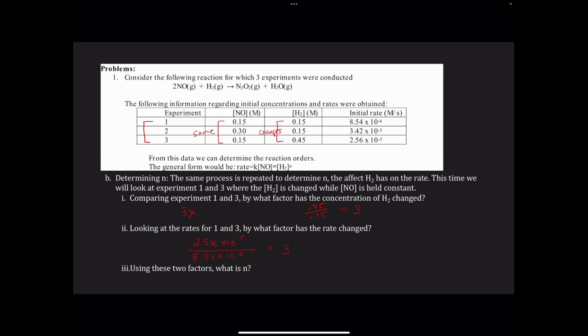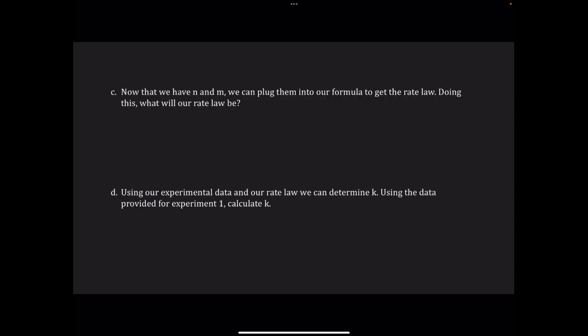So just like we did before, we're using this to determine our n value. So we're taking the amount by which my concentration changed, which was tripling. We raise it to our n, and we set it equal to the rate change, and the rate change was 3. So here, my n would be 1. Again, if we didn't recognize that, we're going to take the log of both sides, we're going to rearrange, and we're going to solve for that n. So combining these, we can determine our rate law. Our rate equals K times the concentration of NO squared times the concentration of H2.